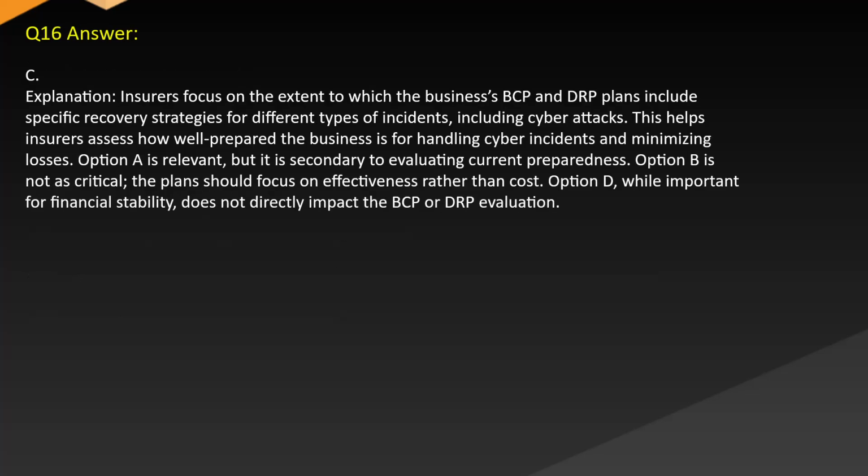Answer C. Explanation. Insurers focus on the extent to which the business's BCP and DRP plans include specific recovery strategies for different types of incidents, including cyber attacks. This helps insurers assess how well prepared the business is for handling cyber incidents and minimizing losses. Option A is relevant, but it is secondary to evaluating current preparedness. Option B is not as critical. The plans should focus on effectiveness rather than cost. Option D, while important for financial stability, does not directly impact the BCP or DRP evaluation.